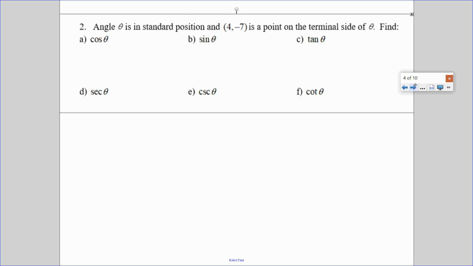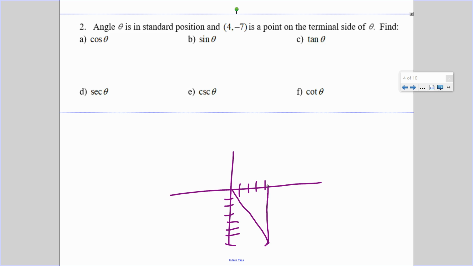Number 2, angle theta is in standard position, and 4, negative 7 is on the terminal side. So 1, 2, 3, 4, 1, 2, 3, 4, 5, 6, 7. 4, negative 7 is there. To make my triangle, I go from the origin to that point, and then it's always to the x-axis. So if this is 4, then that side's 4. If the y value is 7, then that side is 7. The x is the x distance, the y is the y distance, and because distance can never be negative, I disregard the negative.